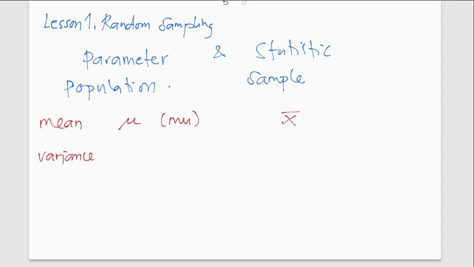Now, the variance in the population is going to be represented by sigma squared. And in the statistic, it is going to be S squared. Now, for the standard deviation, it is going to be sigma for the parameter, and in the statistic, it is S. So these are the differences between these two. But the main difference is that parameter, we are talking about the entire population. And if it's statistic, then we are talking about the sample.